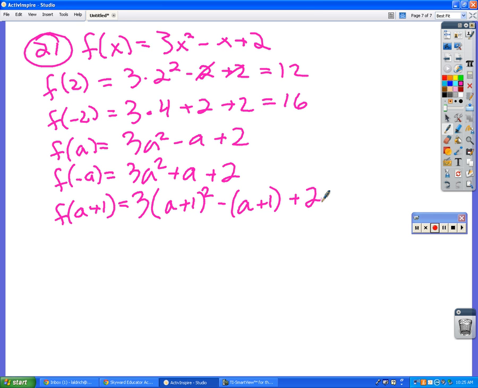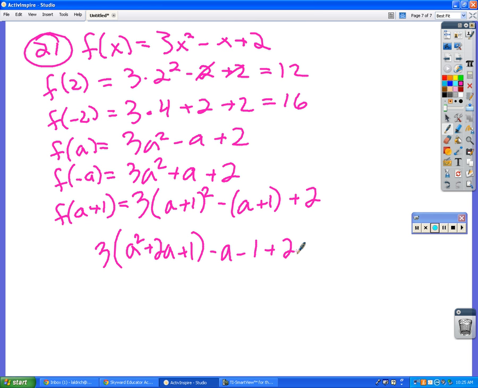All right, you need to be able to get to a place very quickly where you can figure out what a plus 1 squared is in your head. Good job. A squared plus 2a plus 1. Okay? First thing squared, second thing squared, then multiply them together, double it. Just how that goes. The negative sign goes through both of those terms, so that becomes minus a minus 1, and then plus 2 on the end. Okay?